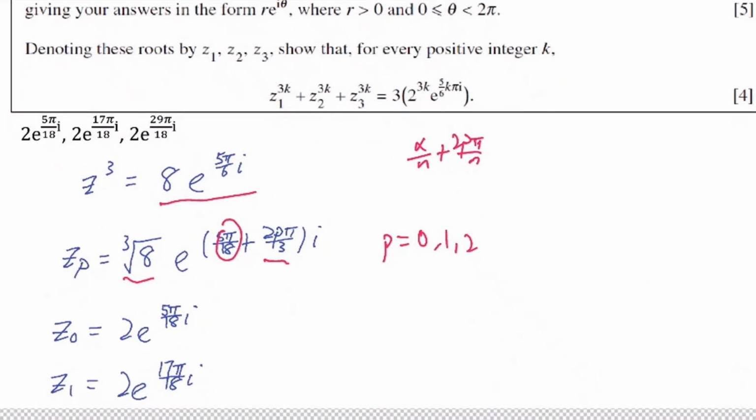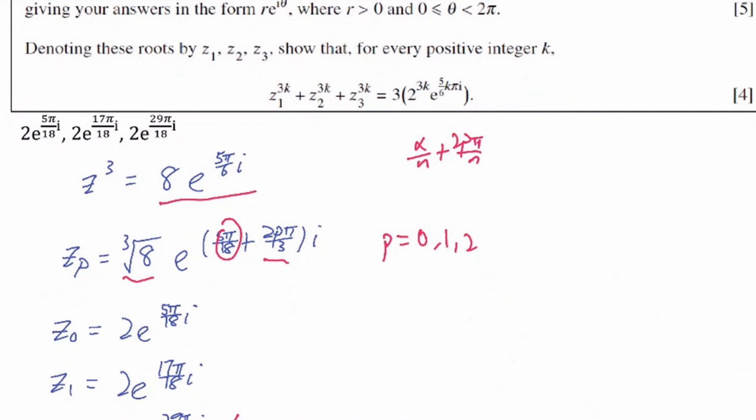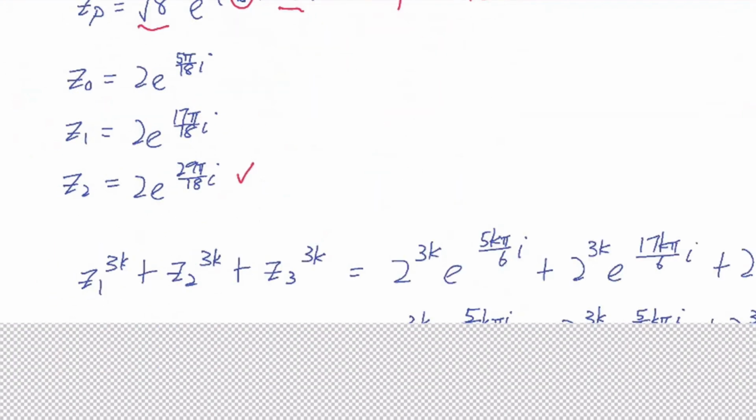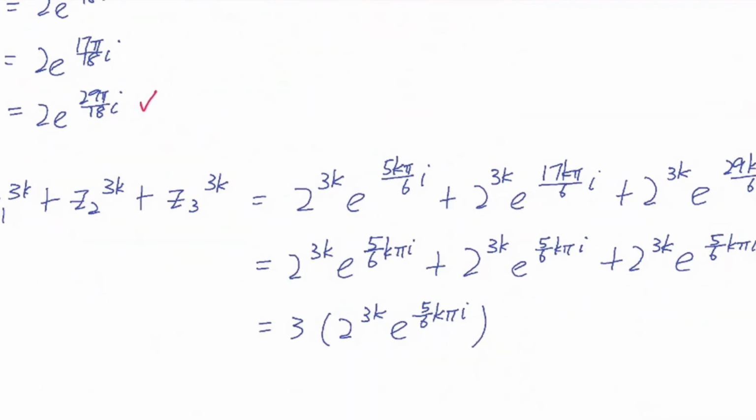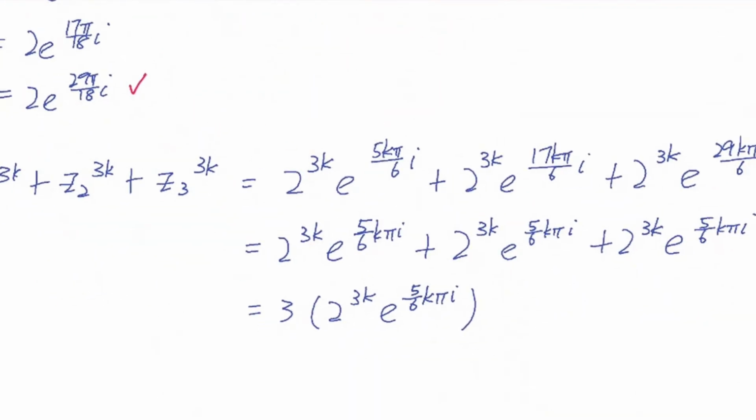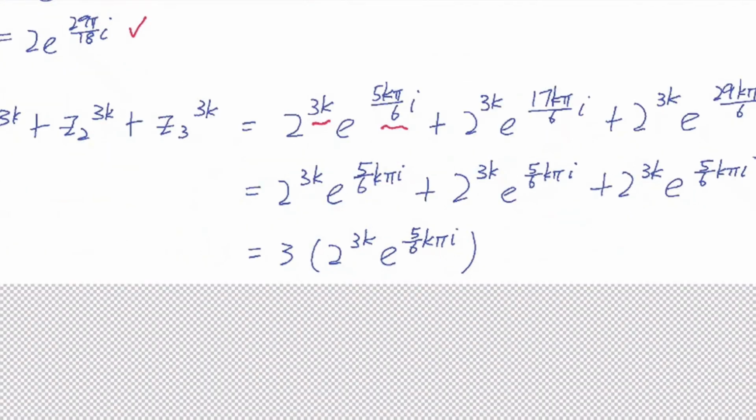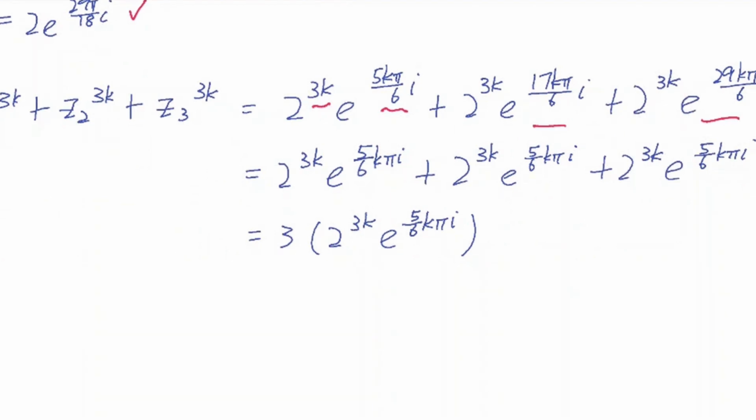So denoting these roots by z1, z2, and z3, show that for every positive integer k, when we power 3k each of the roots and add them together, it is giving us this result here. Okay, so let's see. For each of the roots we power 3, sorry, power 3k. So when we power 3k, we get this is 3k, and then this has to multiply by the 3k as well. So we do the same thing for all the rest of the roots there.